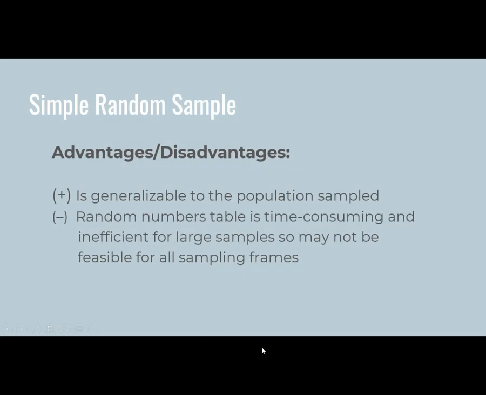The biggest advantage of a simple random sample is that it is generalizable to the population sampled, meaning the sampling frame, anybody in the phone book or whoever you have contact information for. But this process can be extremely tedious, especially if we wanted our sample to be hundreds or thousands of people. Doing something like this is just not feasible without a really high-powered computer. So there are other ways to do it.